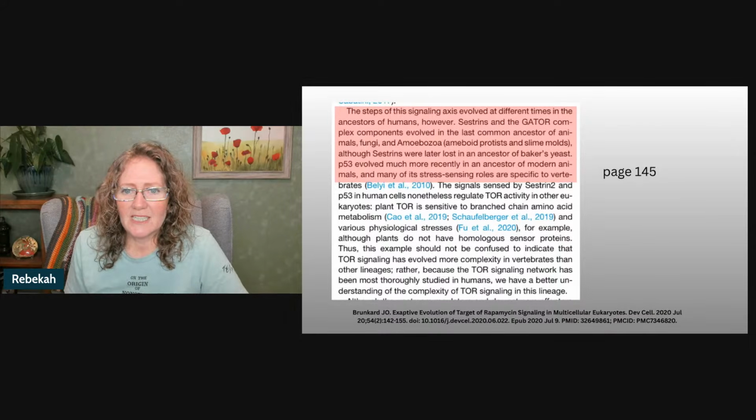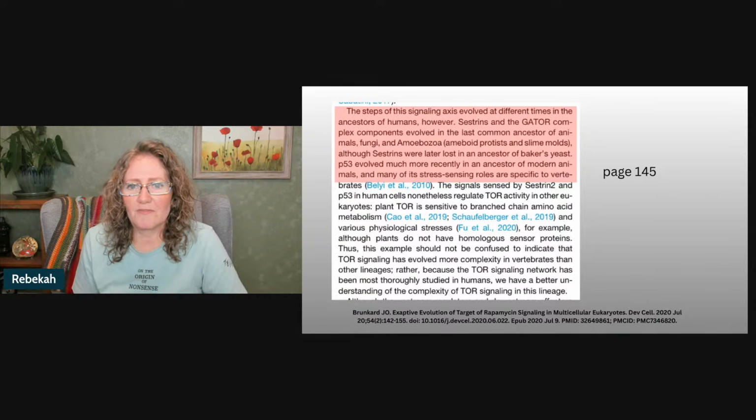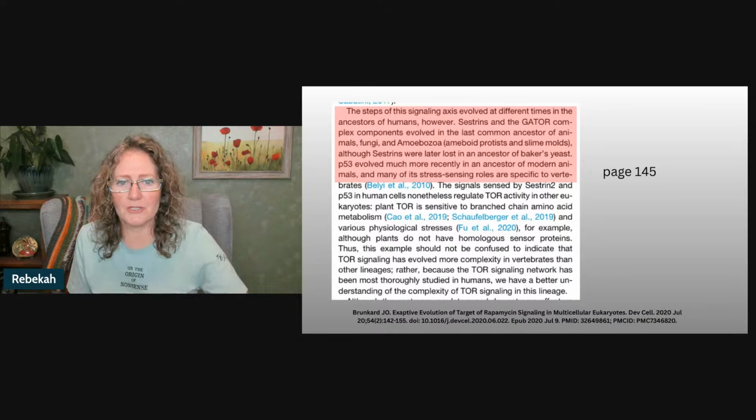The steps of this signaling axis evolved at different times in the ancestors of humans. However, sestrins and the GATOR complex components evolved in the last common ancestor of animals, fungi, and amoebozoa. Although sestrins were later lost in an ancestor of Baker's yeast. P53 evolved much more recently in an ancestor of modern animals, and many of its stress sensing roles are specific to vertebrates. Now, this is all assertions about evolution.